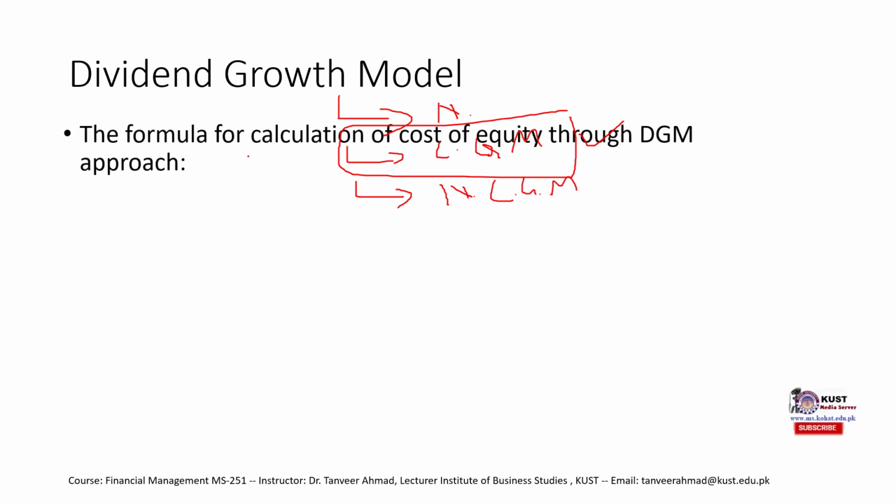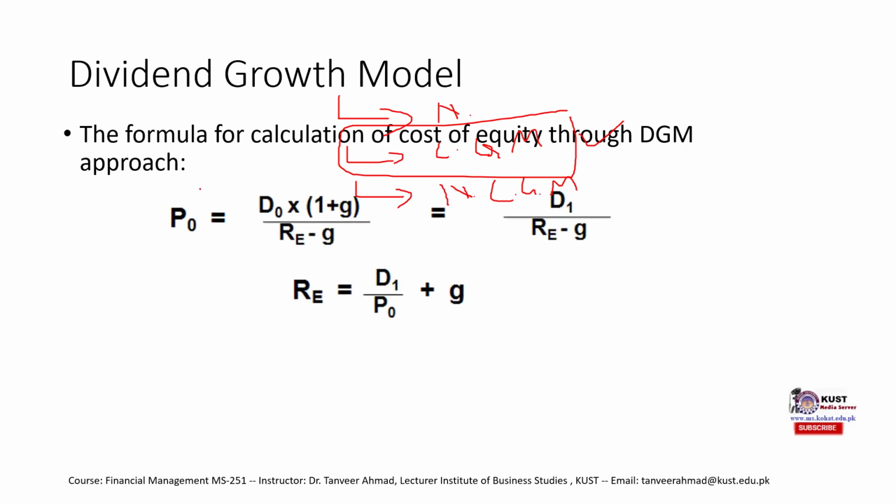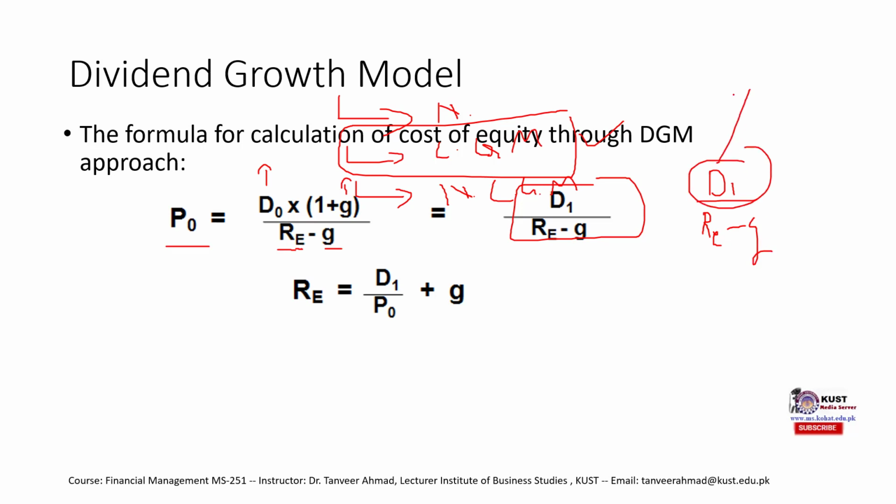If you remember, the formula for calculating the intrinsic value of a stock in the stock valuation chapter was P naught is equal to D naught into (1 plus g), where g stands for growth and D naught stands for the previous dividend, divided by RE, where RE stands for cost of equity, and this E denotes the equity, minus again the growth rate. This formula we have already discussed, or in short we write it in this form: D1 divided by (RE minus g), and D1 is equal to D naught into (1 plus g) raised to power 1. Okay, this is what we already know.